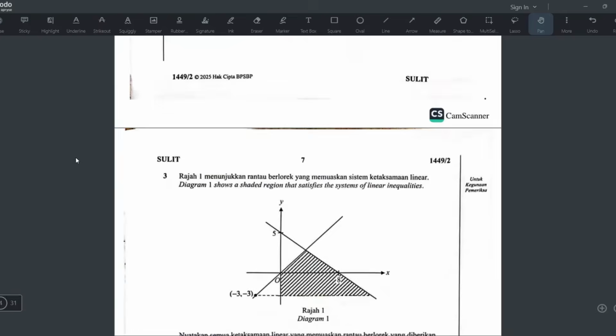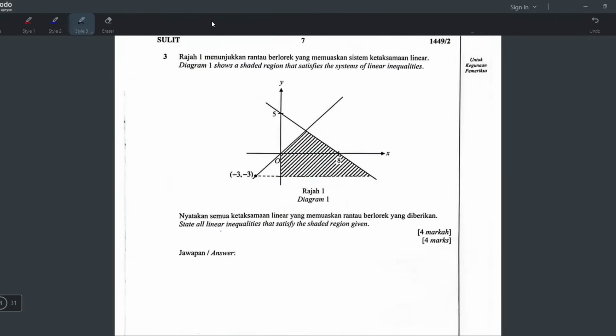All right, that's all. Okay, number 3, this one is from Form 4, chapter 6, linear inequalities. I can tell so fast because of the diagram. It's very obvious. When they give you lines like this, shaded region is definitely the inequality. Linear inequalities, dalam bahasa Melayu, ketaksamaan linear. Diagram 1 shows a shaded region that satisfies the system of linear inequalities, and it's very obvious there are 4 inequalities. So state all linear inequalities that satisfy the shaded region given.